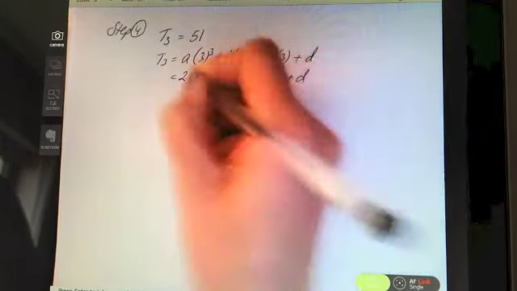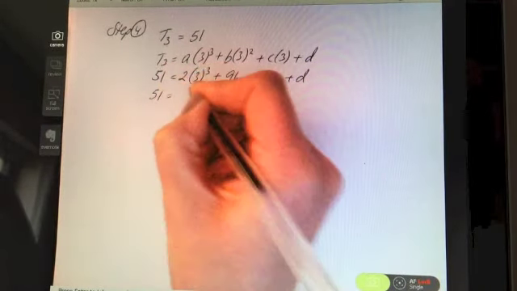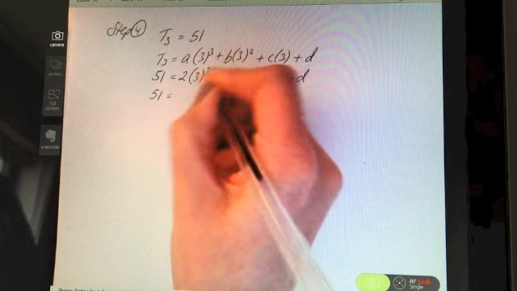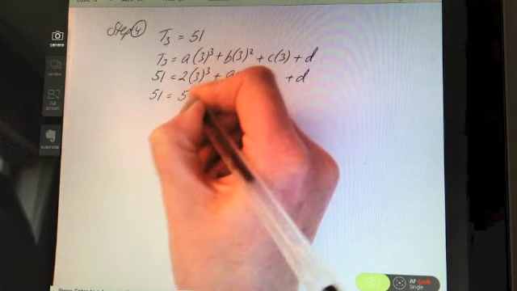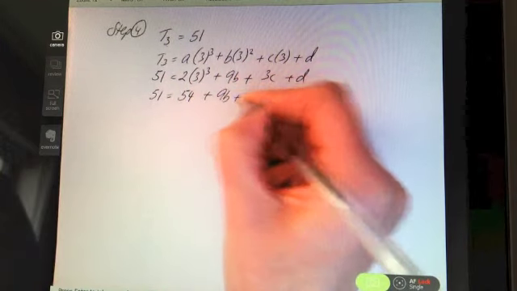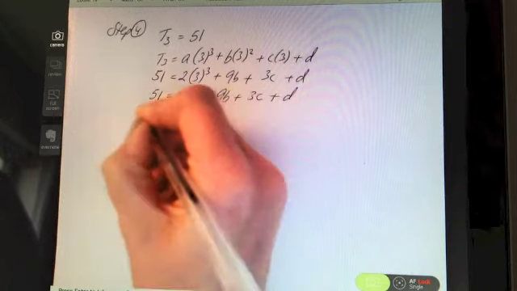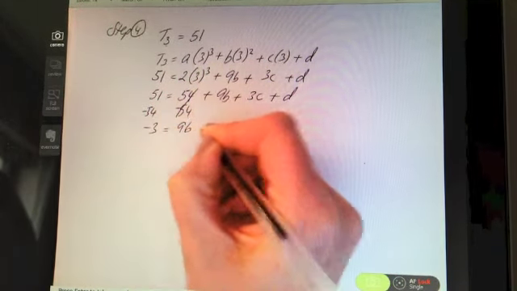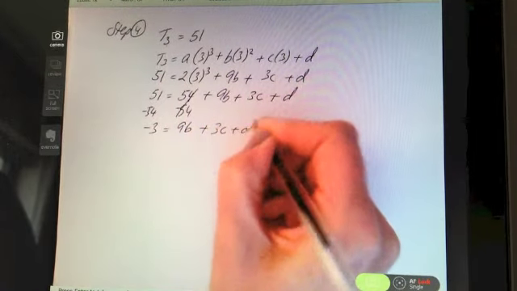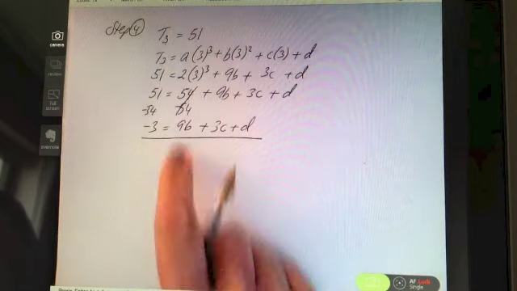And I know that this all has to work out to be, of course, 51. 2 times 3 cubed, remember you've got to do the powers always first. 3 cubed is 27, times 2 is 54. Tidy up the number work. Take away 54 from both sides, and I'm left with minus 3 is equal to 9b plus 3c plus d. And there we go, there's my third equation now with 3 unknowns.